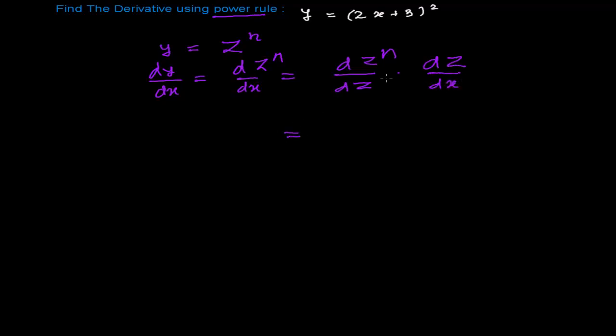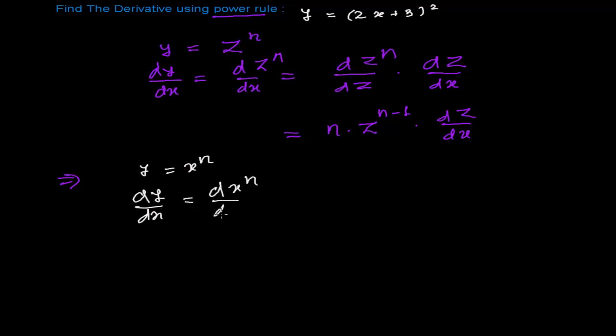And now here, z to the power n, what you will write is n times z to the power n minus 1 times dz, the derivative of z with respect to x. Or sometimes I might have given you something like this: if you have a function y equals x to the power n, then dy over dx, the derivative of x to the power n with respect to x, is equal to the derivative of x to the power n with respect to x times the derivative of x with respect to x.